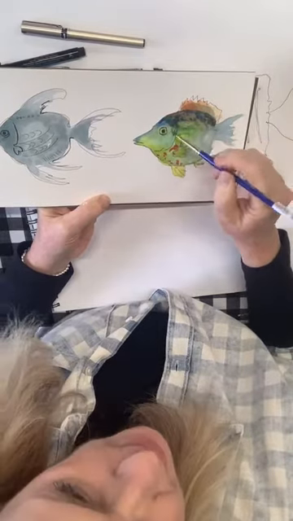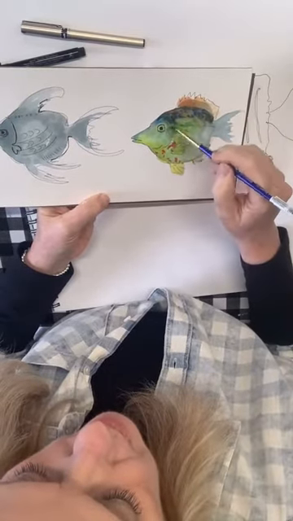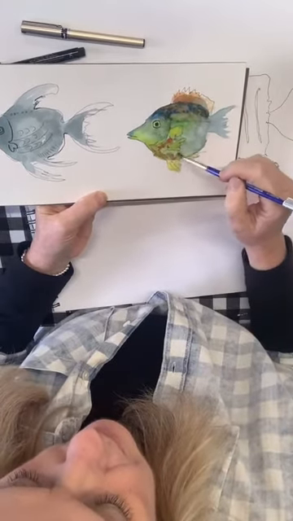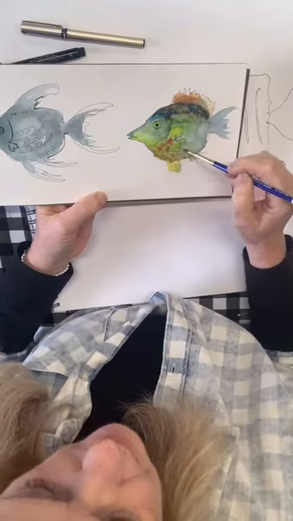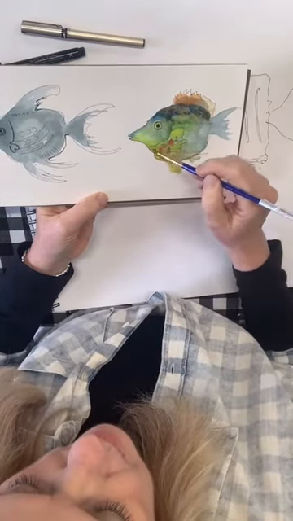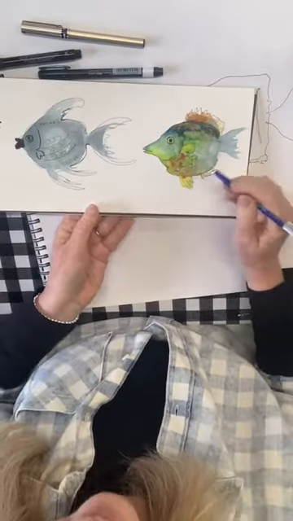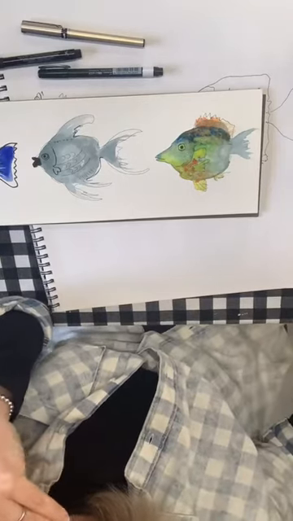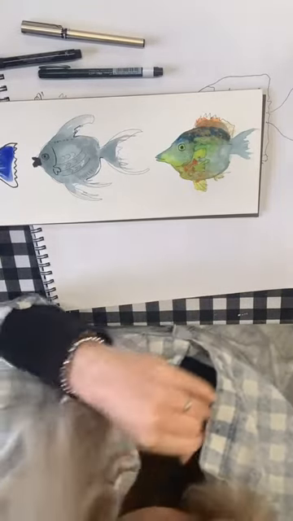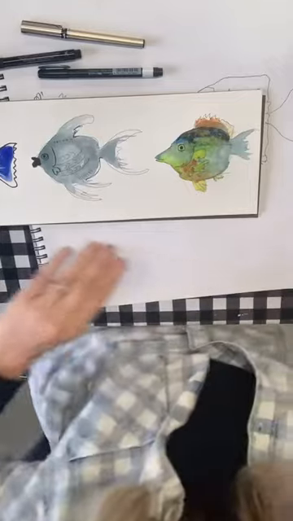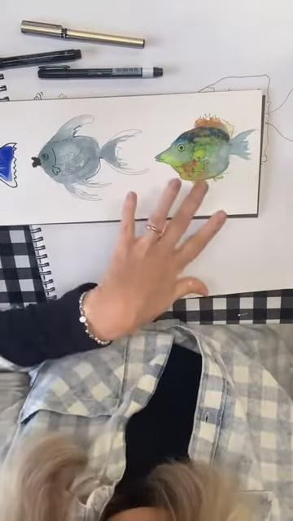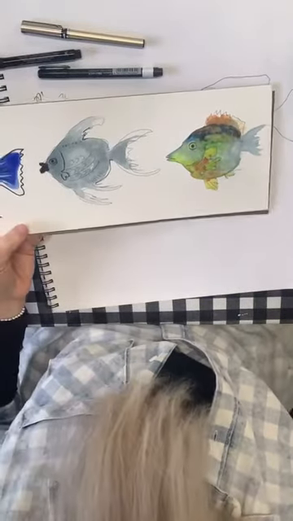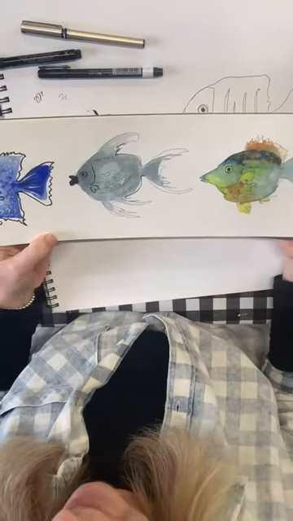Just want that to soften and blend a little bit more. All right, and then what I want to do, I've got some titanium white. But I think I'm going to let it dry and I'll use a white marker instead. So that was fun. That's fun.